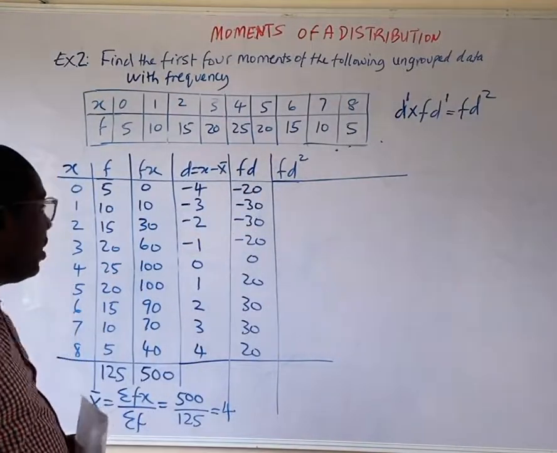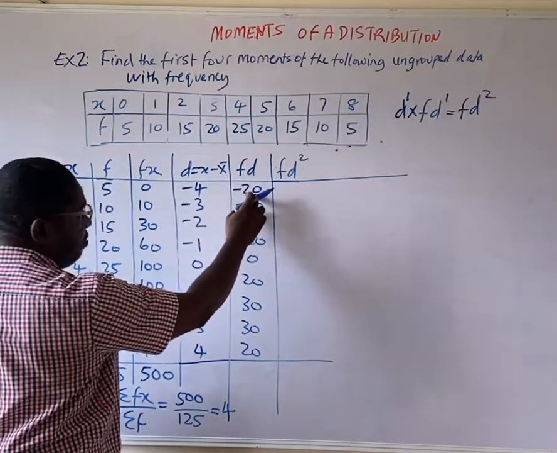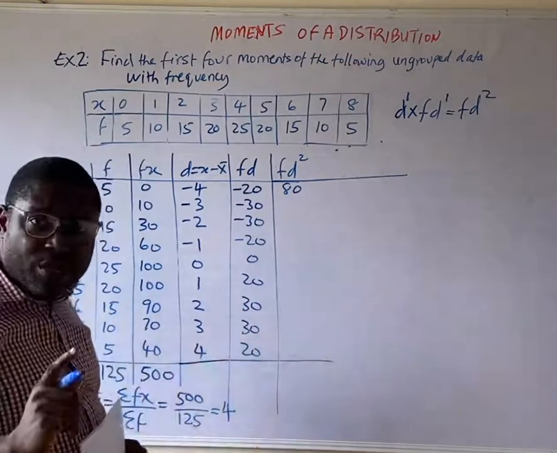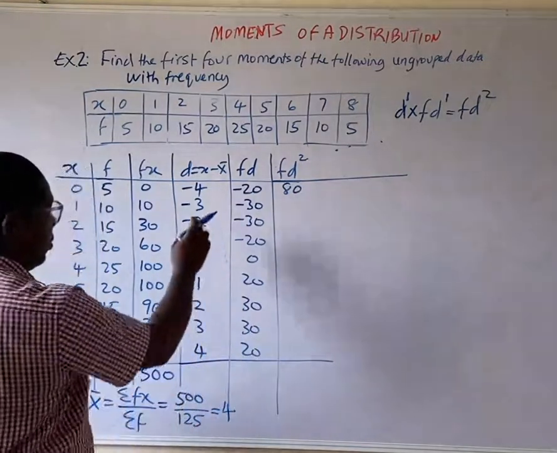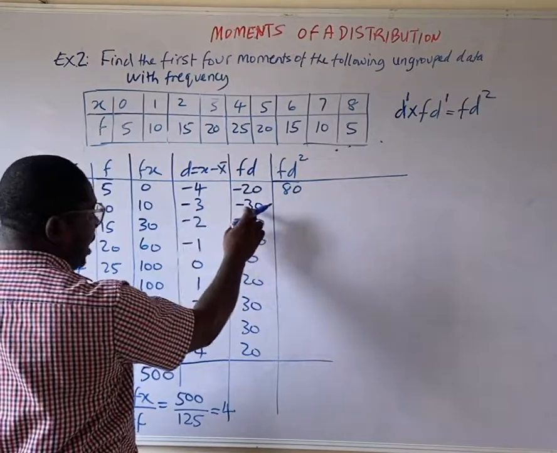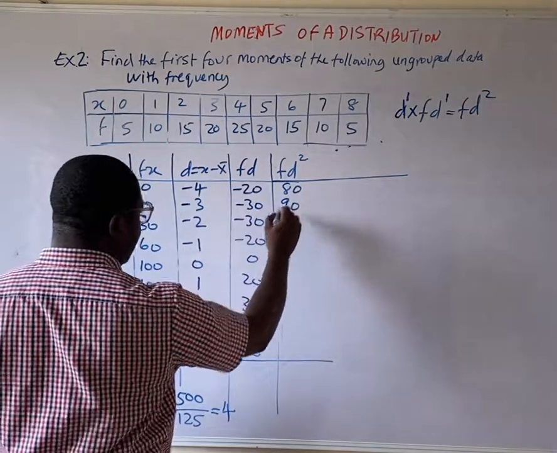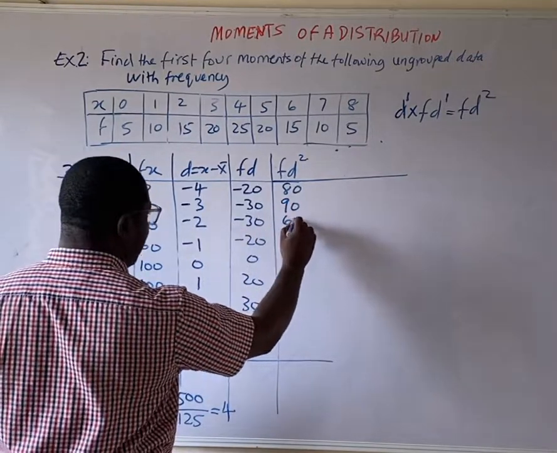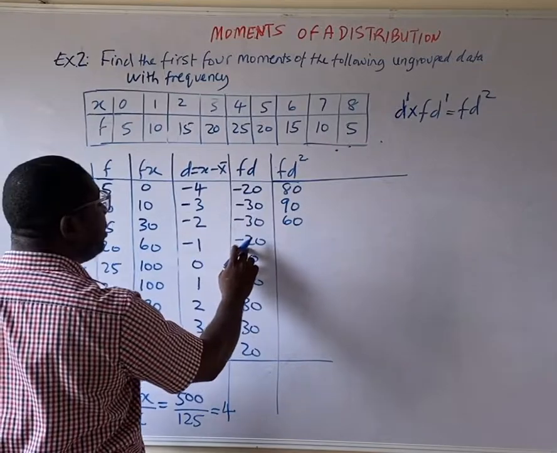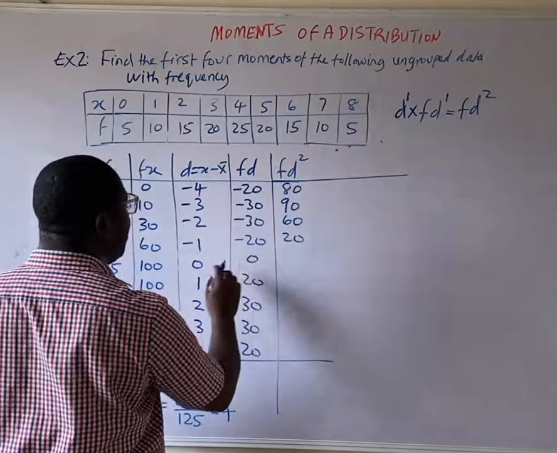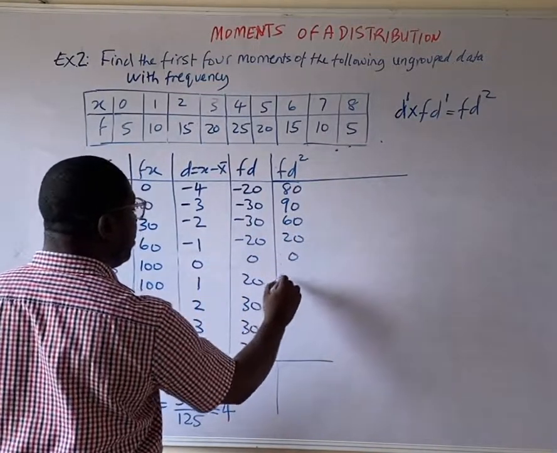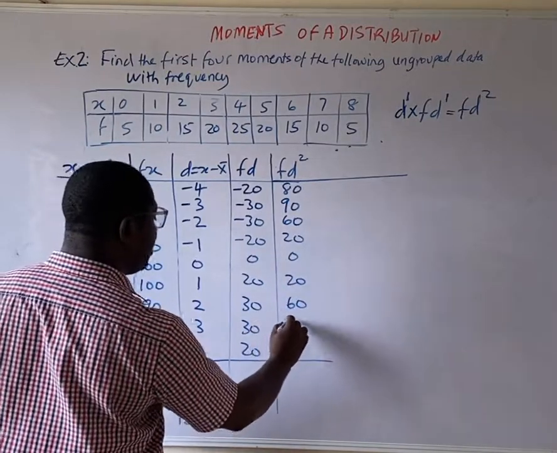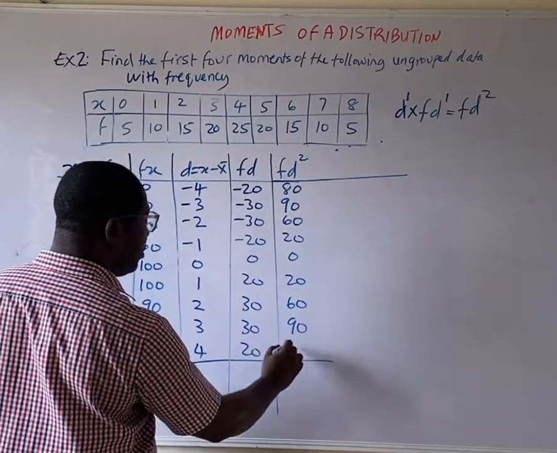Now let's do that very quickly. Minus 4 times minus 20 will give us 80. That will be positive. Minus times minus is plus. So this times this, minus 3 times minus 30 will give us 90. Minus 2 times minus 30 will give us 60. Minus 1 times minus 20 will give us 20. Then 0 times 0, 0. This will give us 20. This will give us 60. This will give us 90. And this will give us 80.